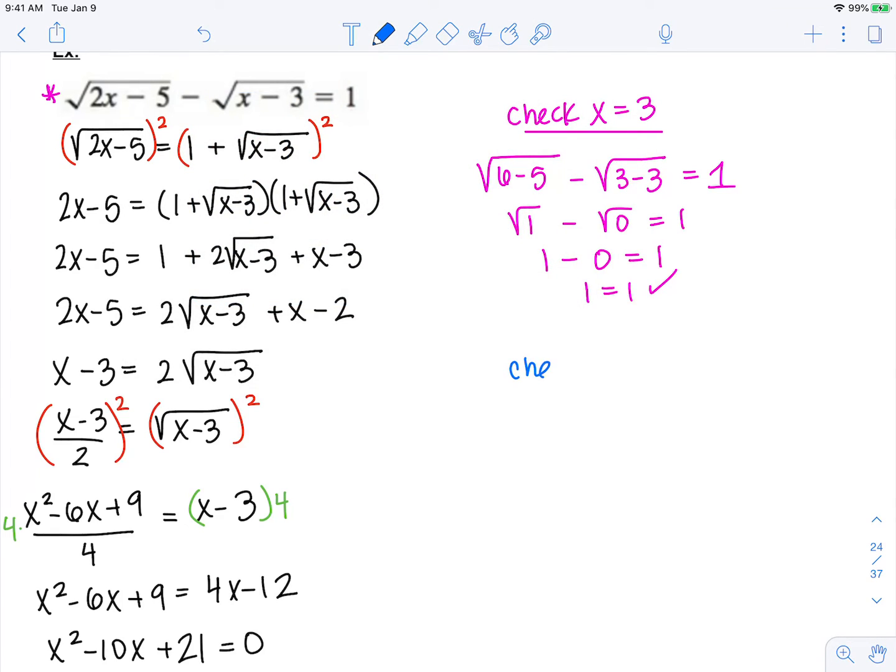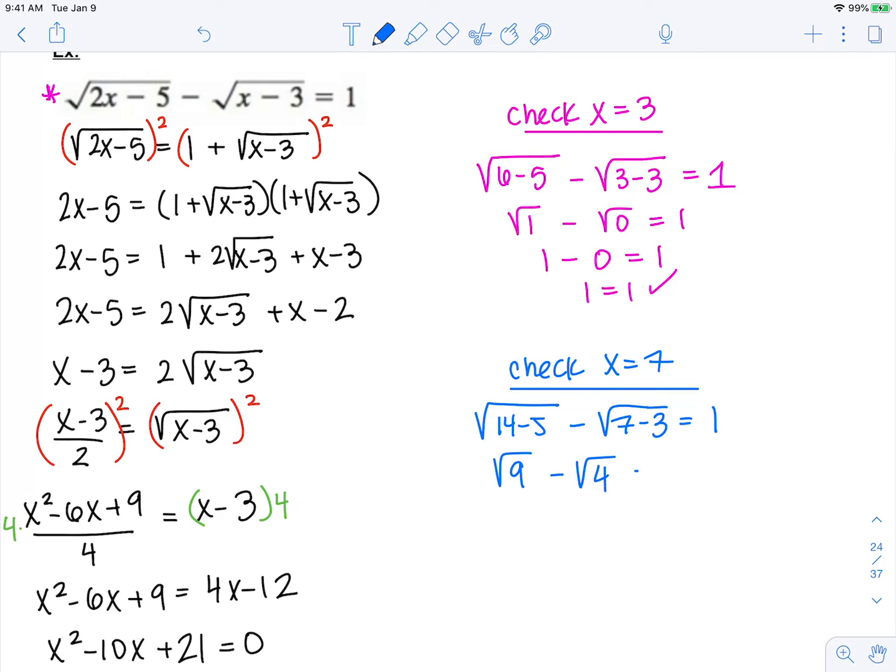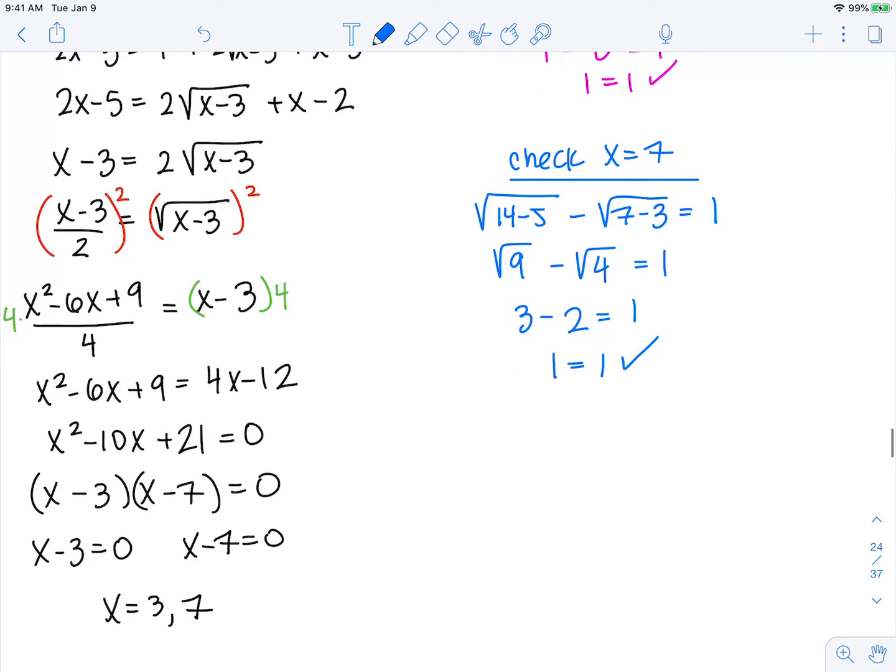Now I'm going to check x equals 7. If I plug in 7 into my original equation, I have square root of 14 minus 5 minus square root of 7 minus 3. Does that equal 1? Well, 14 minus 5 leaves square root of 9. 7 minus 3 is square root of 4. Square root of 9 is 3. Square root of 4 is 2. 3 minus 2, 1 equals 1. So we do not have any extraneous solutions.